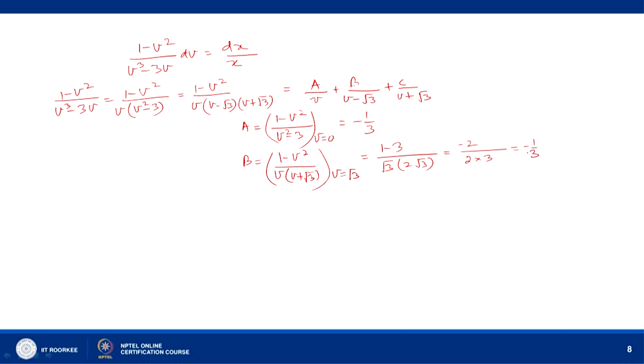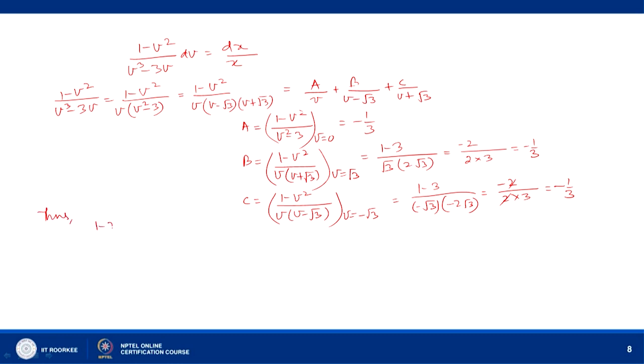So what we get? Minus 1 by 3 here also. And then C similarly is 1 minus v square over v into v minus root 3, and we put v equal to minus root 3. So what do we get? 1 minus 3 divided by minus root 3 into minus 2 root 3, and we get minus 2 divided by 2 into 3. So you can see minus 1 by 3 here also. Okay, so thus 1 minus v square over v cube minus 3v is equal to minus 1 by 3, A, B, C all are equal, so 1 upon v plus 1 upon v minus root 3 plus 1 upon v plus root 3.